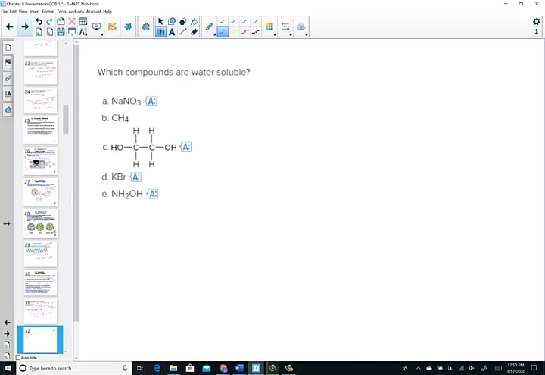All right, so how did you do? Letter A is sodium nitrite. This is a water soluble salt. This is made of a sodium ion and a nitrate polyatomic ion. When placed into water, it is a strong electrolyte and will dissociate into aqueous ions. So yes, this is water soluble. All soluble salts are strong electrolytes.